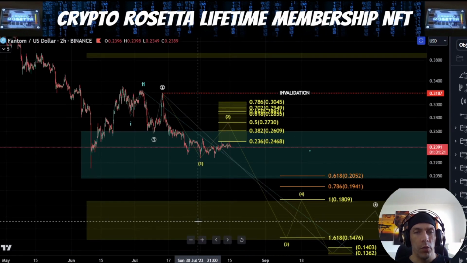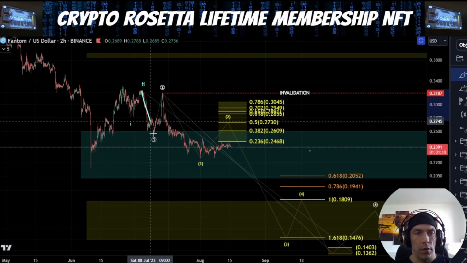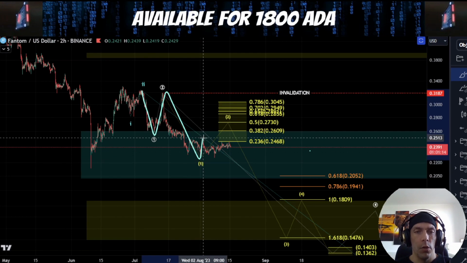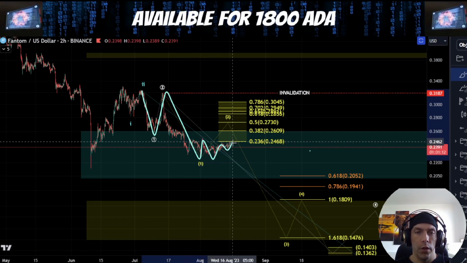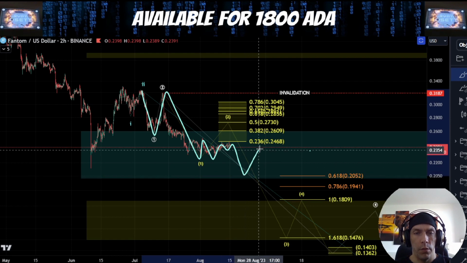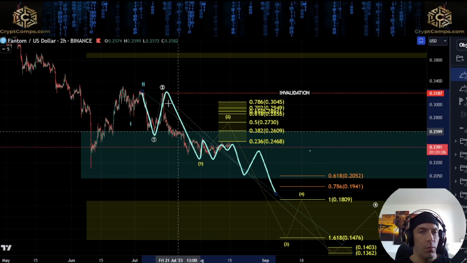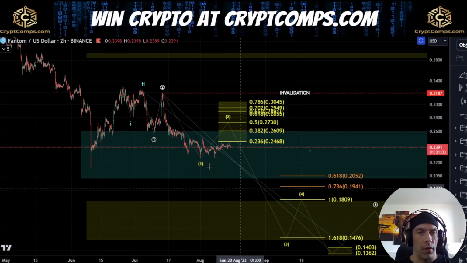Now, it is also possible that within this, what we could also argue is that this is 1, 2, 3, and we just never hit that 1.618. We could develop something like a triangle here, see a wave 5, see another 4, and see another 5, something like this. So we're going to have to keep an eye on this. But at the moment, what I'm looking for here is the potential that there could be extension.